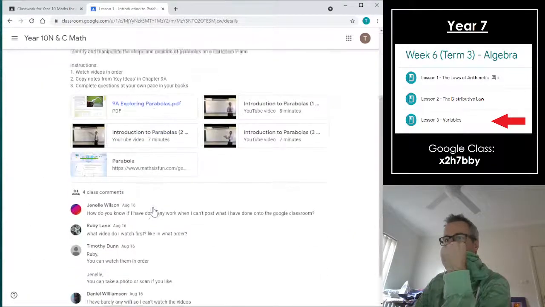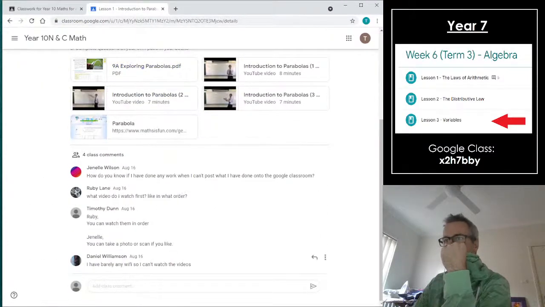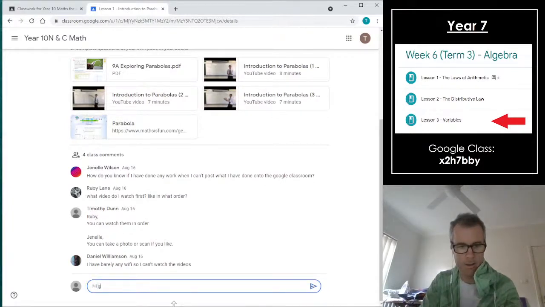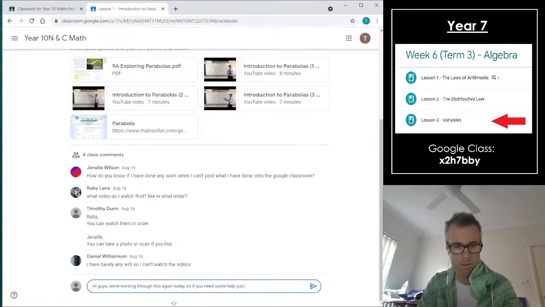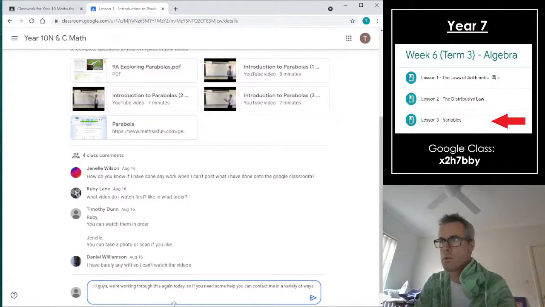That's view material. Concept in a variety of ways.